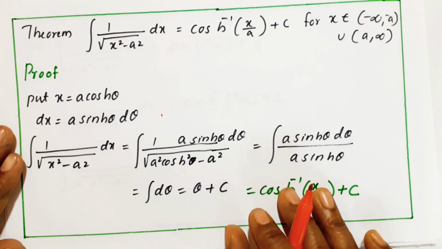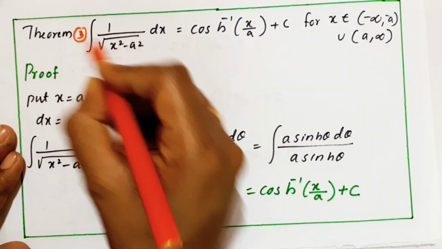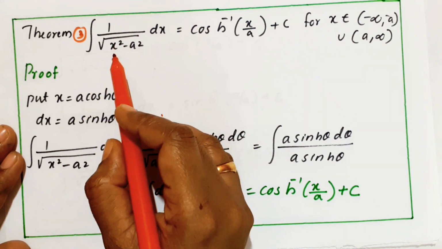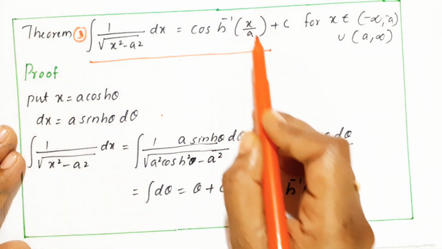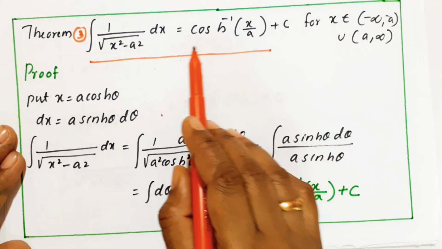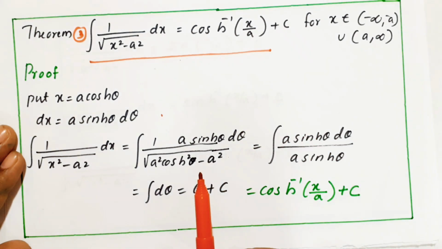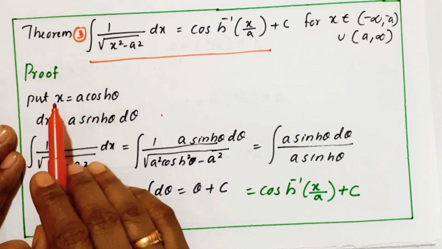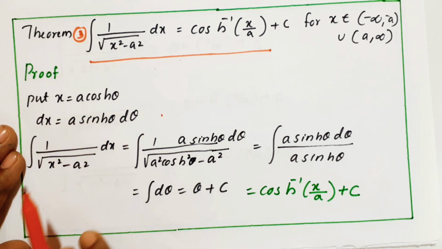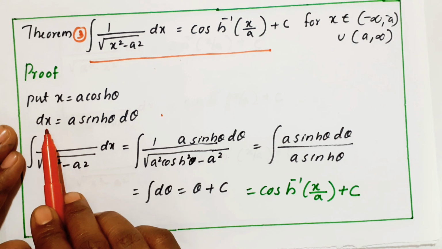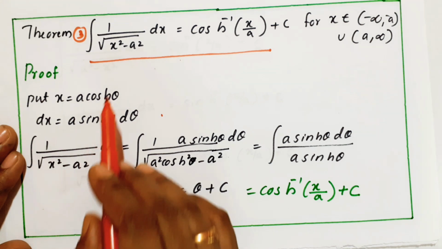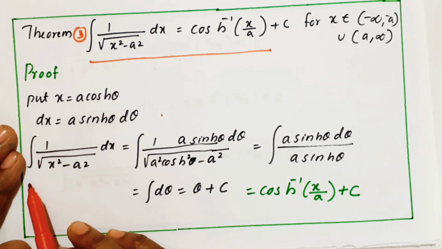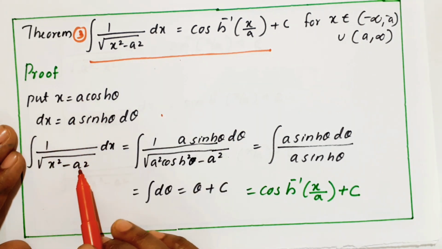Third result, that is the integral of 1 by root over x square minus a square dx. Its result is cosh inverse x by a plus c. This also I am going to prove for you. The proof is, you have to take x as a cosh theta here. So what is dx? Differentiating both sides, dx equals a sinh theta d theta. Substitute these two in your question, that is the integral of 1 by root over x square minus a square dx.